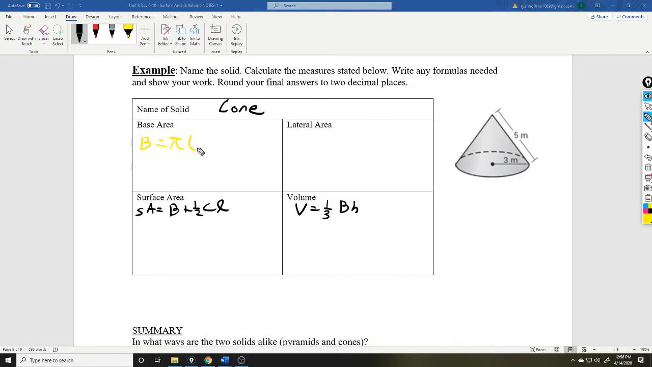Here the base is pi times the radius squared. Well, the radius is 3. It's that distance from the center out to a point on the circle. So 3 squared is 9. Stick the pi on it. There we go.